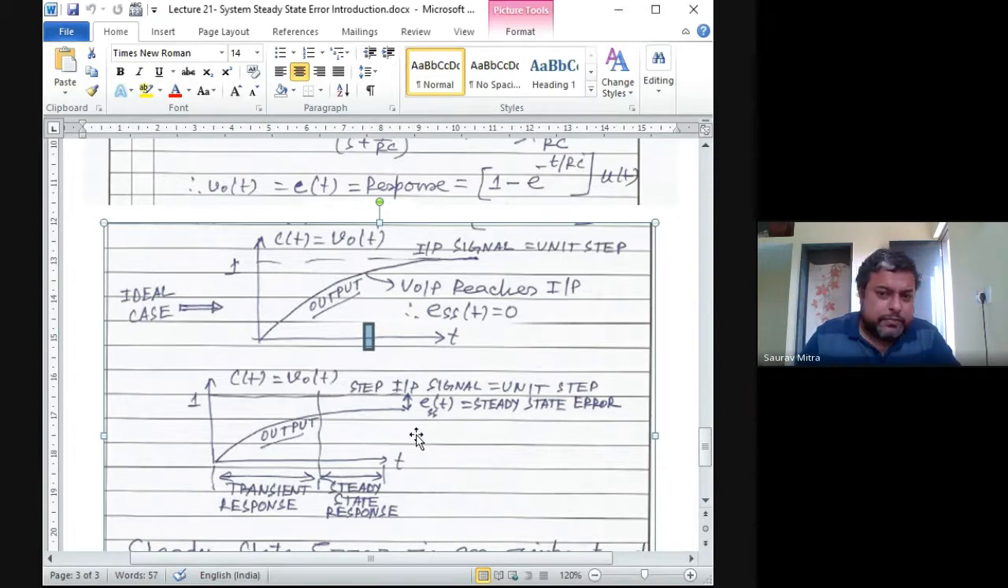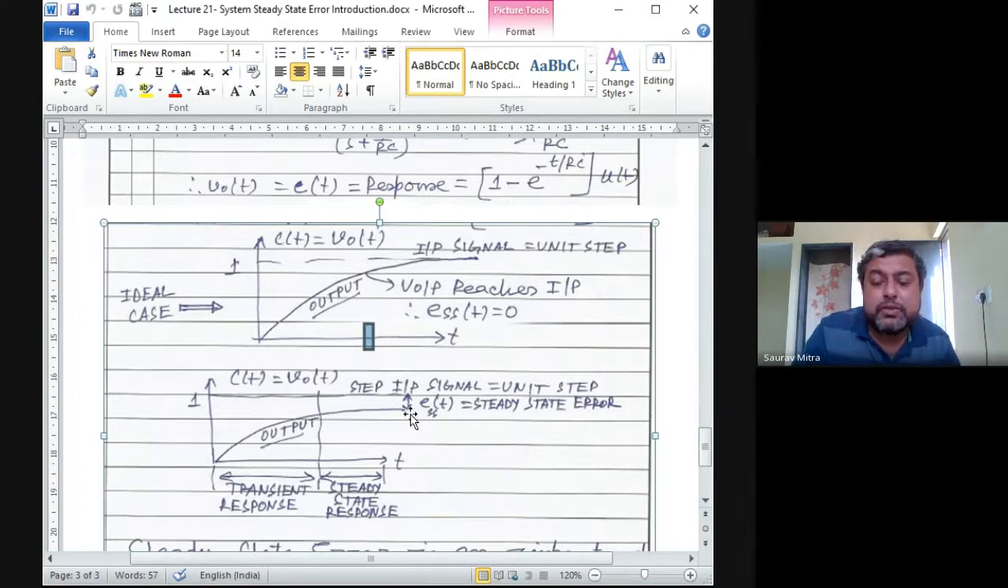Okay, it is possible. In that case, how much is the steady state error? So input is 1 and output is getting steady at 0.8. So how much is the steady state error? 1 minus 0.8, that is equal to 0.2. So the top one is the diagram with zero steady state error, that means the output touches the input, and the bottom is where steady state error exists, that means the output is not able to touch the input as t tends to infinity.